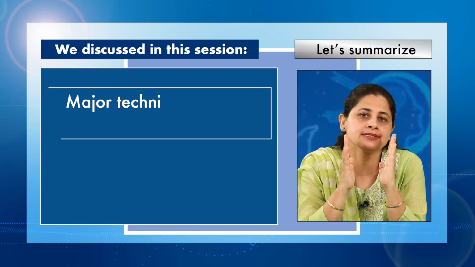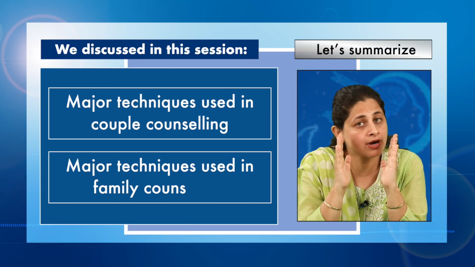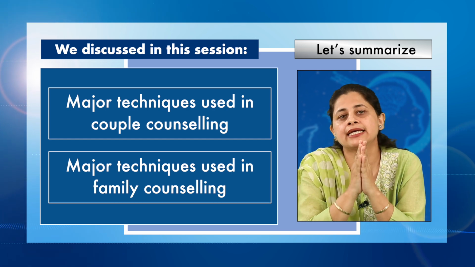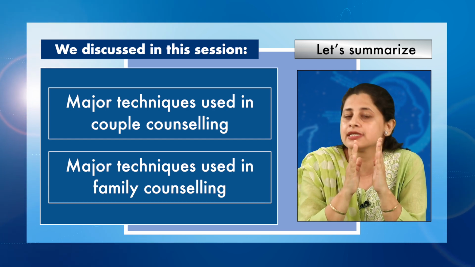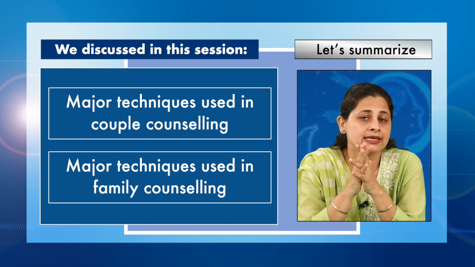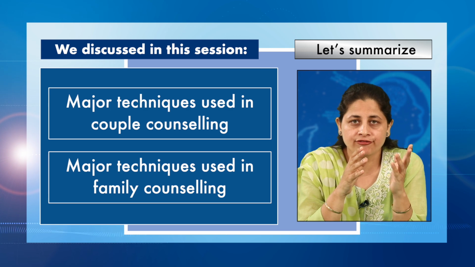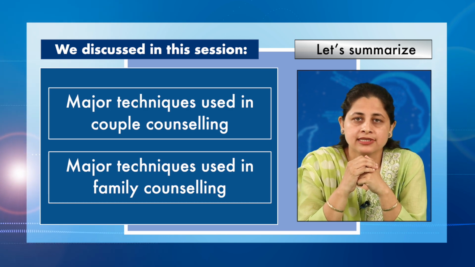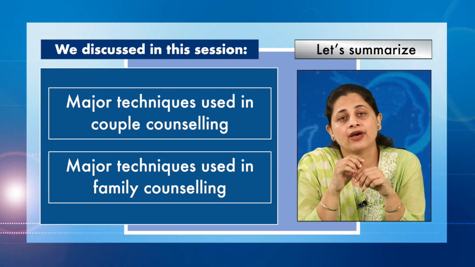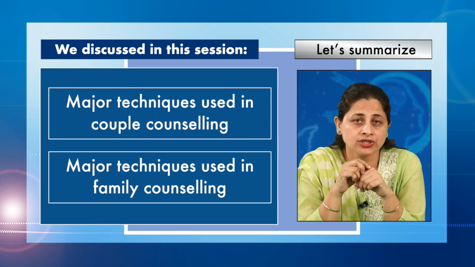So let's summarize. We have covered some of the major techniques in couple counseling and family counseling in this session. There are 5 in couple counseling, and I think 7 to 8 in family counseling, which we have covered in this session. I hope you have understood and enjoyed this lecture and have gained a better understanding of the techniques of couple and family counseling.